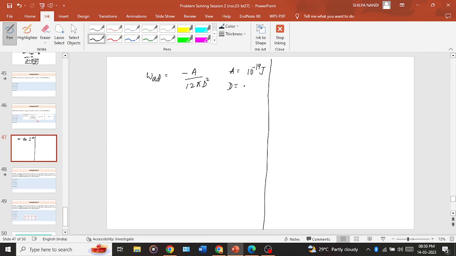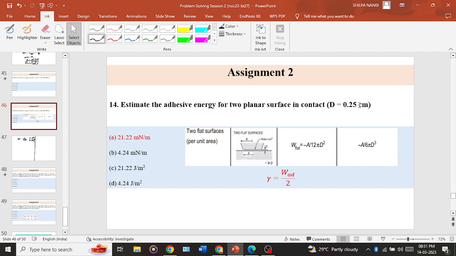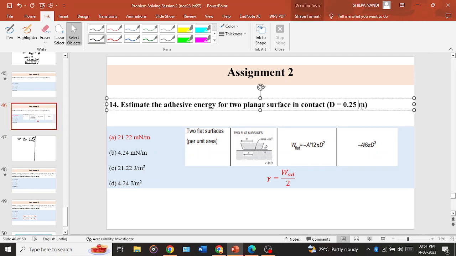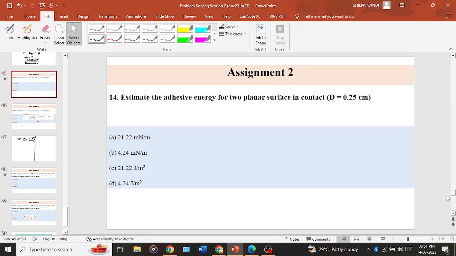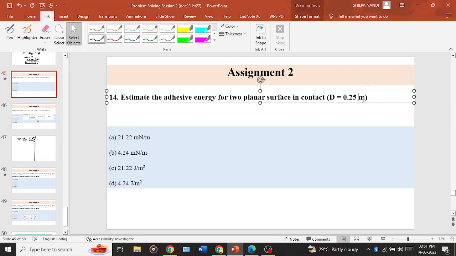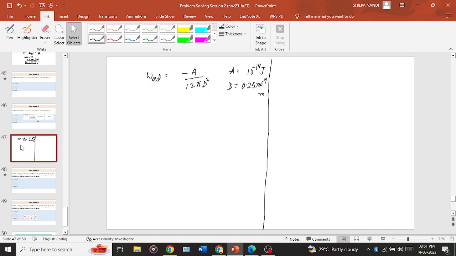0.25 centimeter. So we'll convert this 0.25 into meter. Sorry, the question is wrong here. It should be nanometer. It's not centimeter, it's nanometer. Okay, we'll solve the question now.